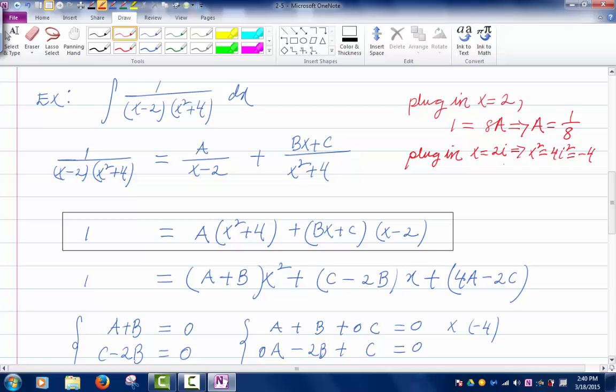So if you plug that in, the first term will vanish. On the left hand side you still get 1. On the right hand side the first term vanishes. When you plug in 2i, you get 2i times b plus c, multiplied by 2i minus 2. Okay?